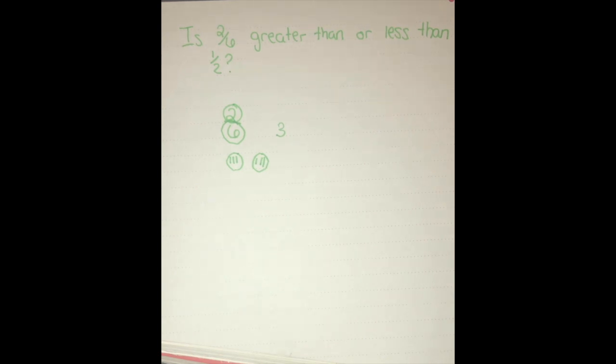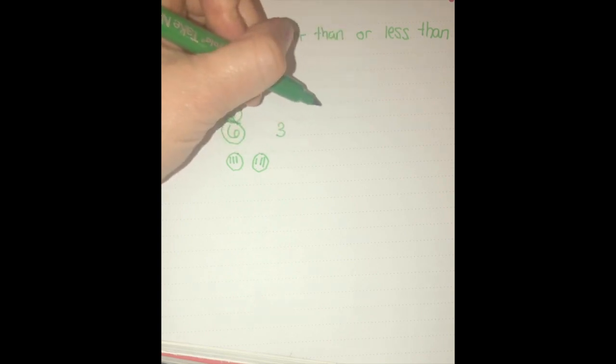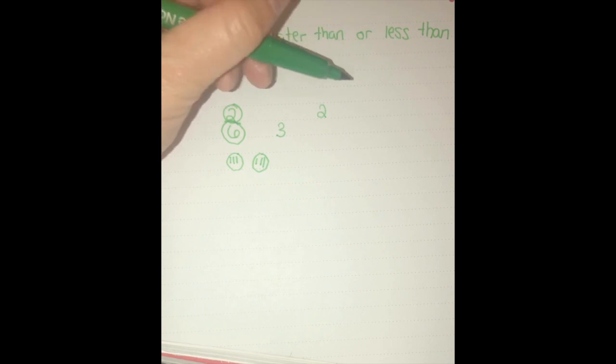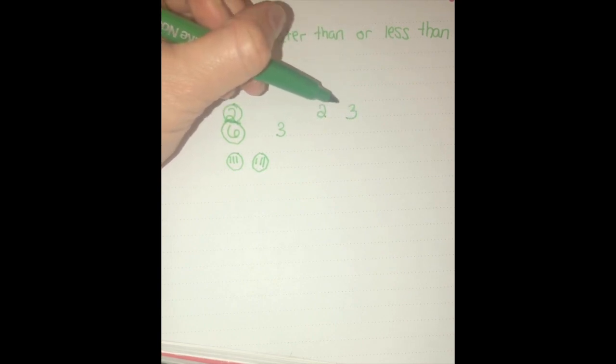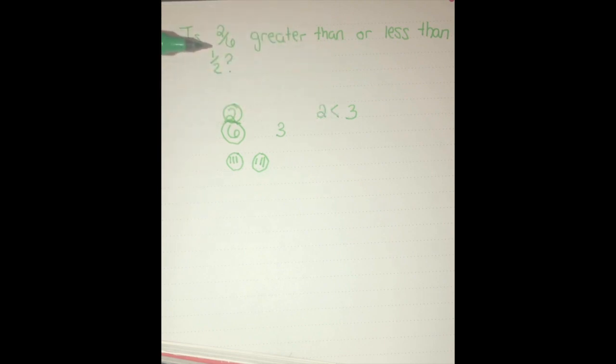The next step is to identify the numerator, which is 2, and ask yourself, is the numerator greater than or less than half of the denominator, which is the 3? So I have to ask myself, is 2 greater than or less than 3? Well, 2 is less than 3.